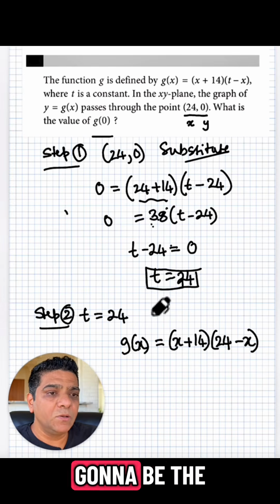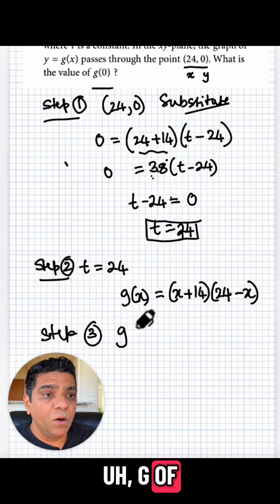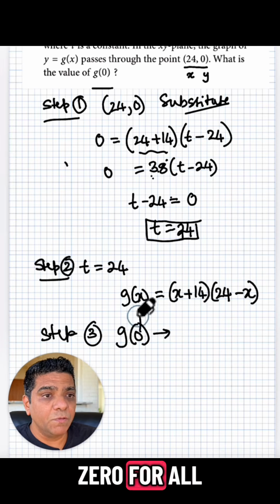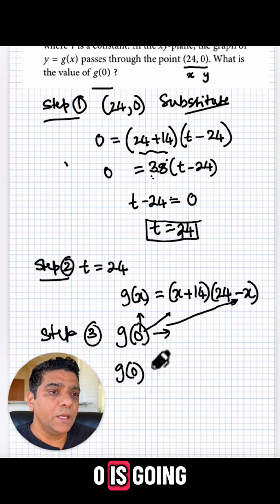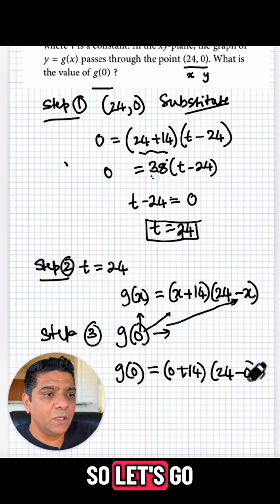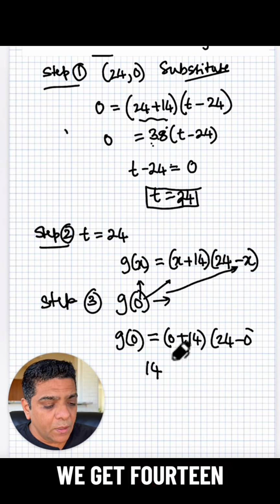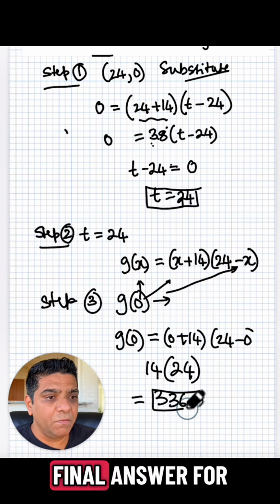The inside of the parentheses is going to be the x value. So that's going to be our step 3. G of 0 is going to be substitute 0 for all the x values. So g of 0 is going to be 0 plus 14 times 24 minus 0. Let's simplify that. We get 14 times 24, that's going to be 336. So that's going to be our final answer for this question.